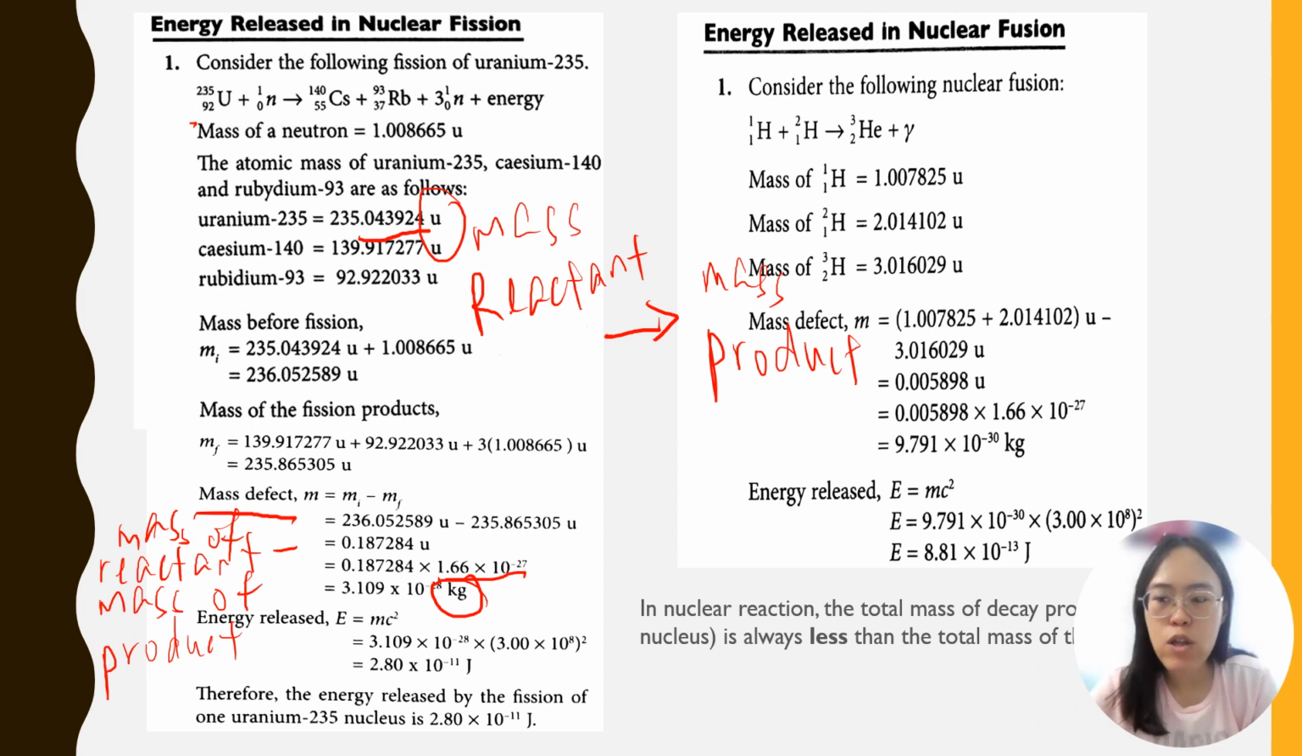Remember, in order to substitute the mass defect into the formula E equals mc squared, your m must be in the unit of kg. Then you put it into the formula and you find the energy released, which is the nuclear energy produced, in the unit of joule. The same goes for nuclear fusion. Your mass defect will always be the mass of reactant minus the mass of product. And don't forget the U, you must convert it into kg by multiplying by 1.66 times 10 to the power of negative 27.